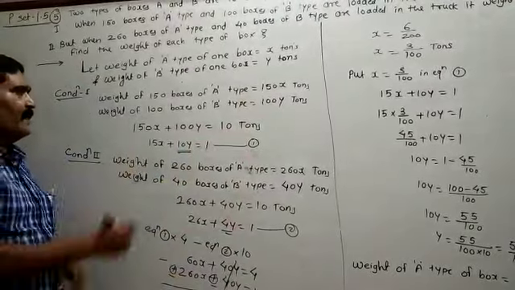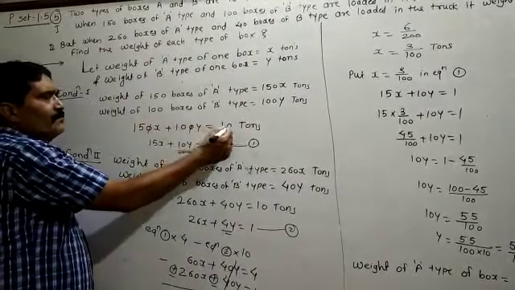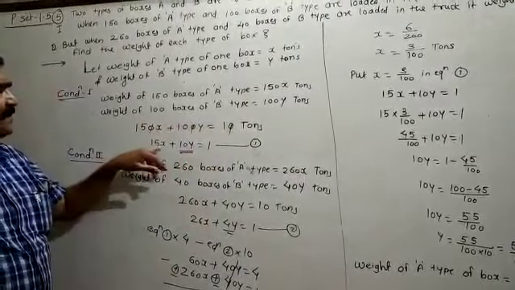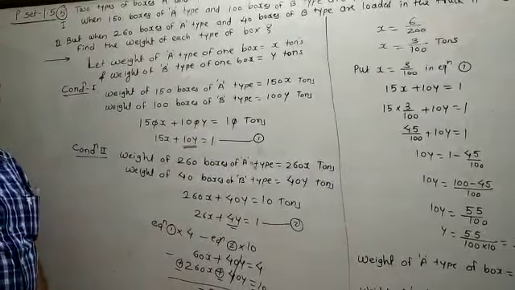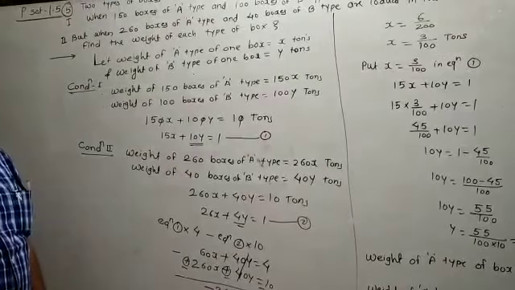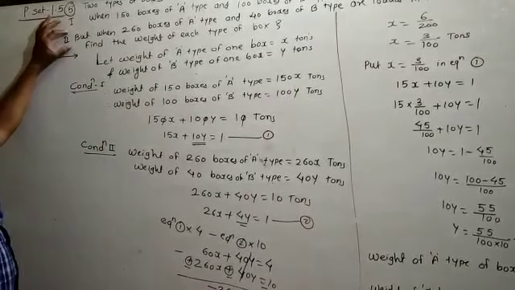From that, you have to strike off this 0, or otherwise you have to divide both sides by 10. From that, you will get 15x plus 10y is equal to 1. This is equation 1. Everybody understand? Then you have to start with the second condition.